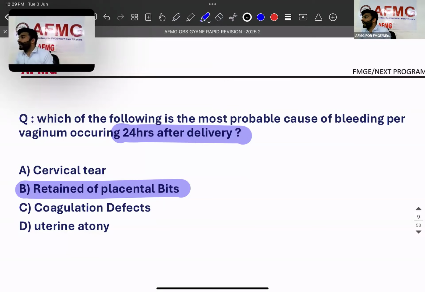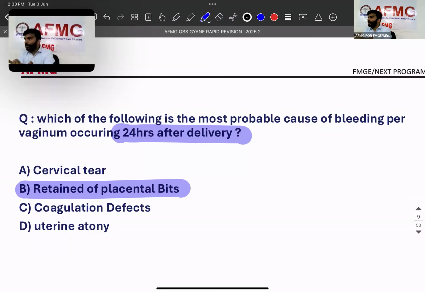Sir, the second step is going to be delayed cord clamping. Now we have delayed cord clamping and early cord clamping. What is early? Within 1 minute of delivery, less than 1 minute. What is delayed? 1 to 3 minutes. When will we go for early cord clamping? What are the conditions?